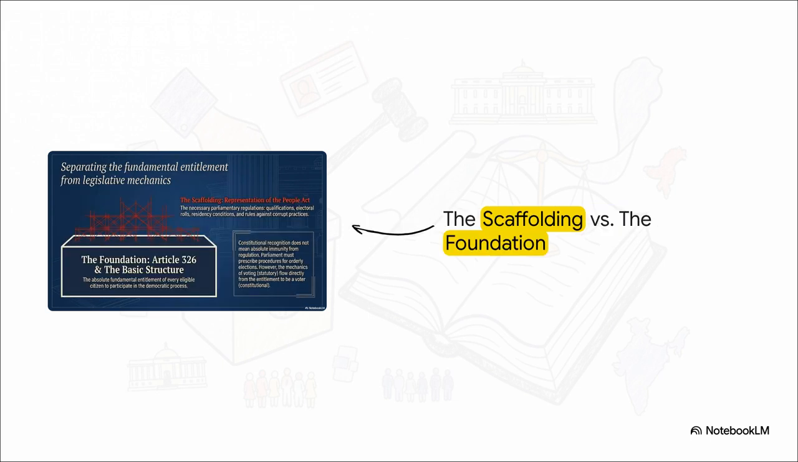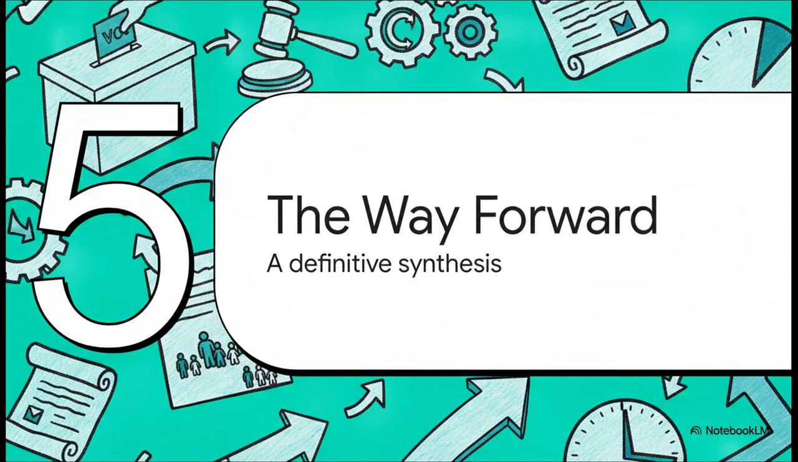Think of it kind of like a building construction. The Representation of the People Act is merely the scaffolding. Yes, Parliament has to prescribe qualifications, manage electoral rolls, and create rules against corrupt practices. Those regulatory provisions are absolutely indispensable for orderly elections. But that scaffolding rests on a solid, concrete foundation, and that foundation is Article 326. The mechanics of voting may be statutory, but the citizen's fundamental entitlement to be a voter flows directly from the Constitution. And finally, Section 5, the way forward.